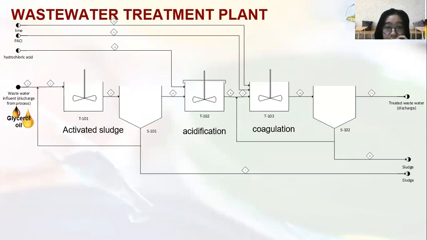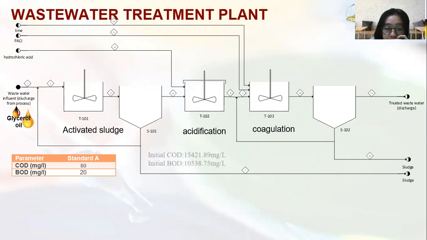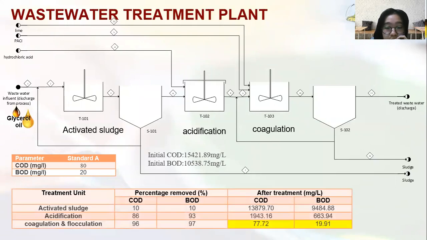So here shows the wastewater treatment plant, where the wastewater consists mainly of glycerol and oil. By following Standard A, which is COD should be under 80 and BOD should be under 20, we have suggested this wastewater treatment plant in order to reduce the initial COD from 15,421 mg per liter and initial BOD of 10,538.75 mg per liter to a value lower than Standard A stated, which is 77.72 mg per liter and 19.91 mg per liter.